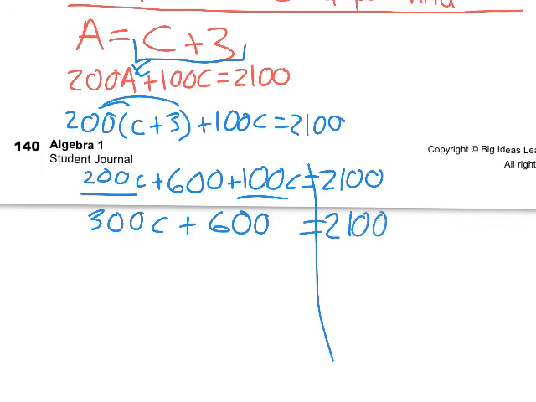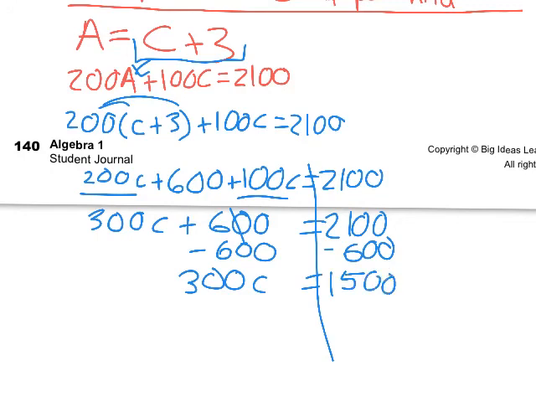Okay, so now I'm just solving for C. So opposite operation to get rid of the 600. So I have 300C equals 2100 minus 600 would be what, 1500? Divide by 300. Nice easy trick for you if you're ever dividing big numbers like this. Remember, you can mark off 0. So 15 divided by 3 is 5.